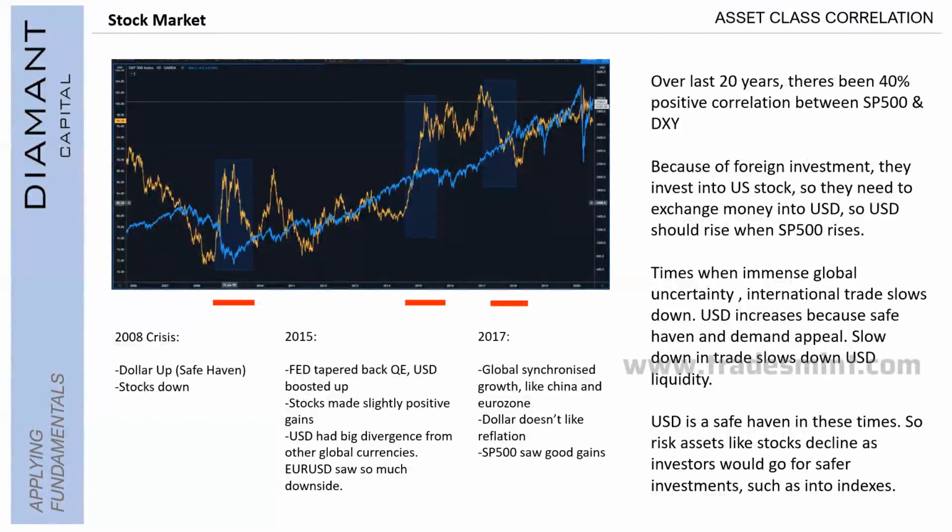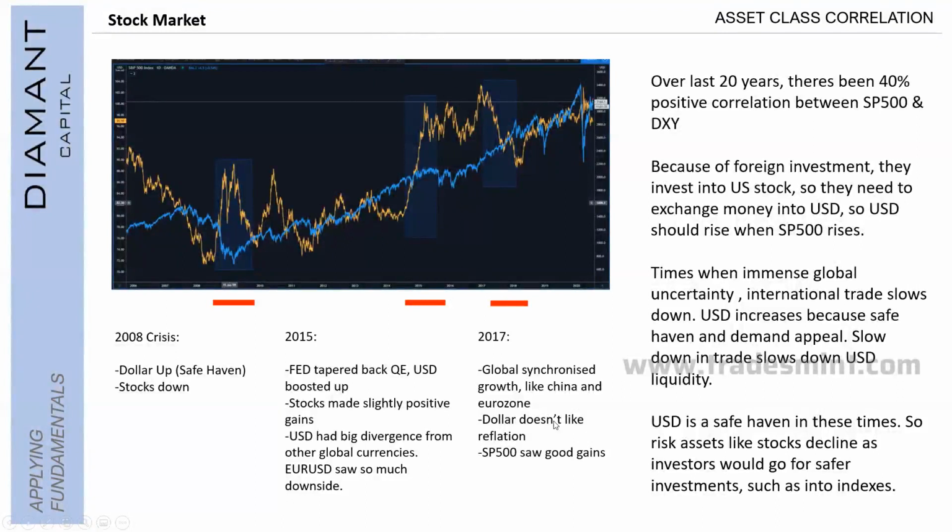In 2017, we saw global synchronized growth like China and the Eurozone. So whereas at the time in 2015, we saw DXY massively increase because of the US monetary policy, 2 years later on, that's when we started to see a lot of the other global economies following suit after what they happened and what they led. China started to get stronger as well, especially the Eurozone.